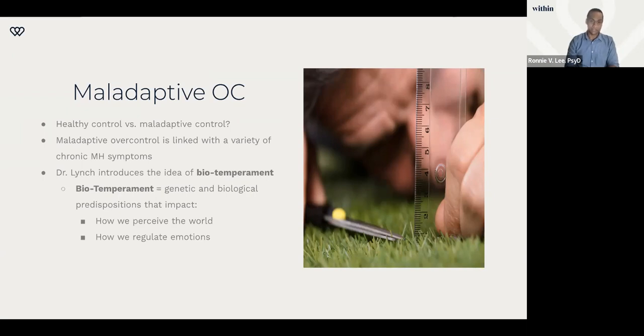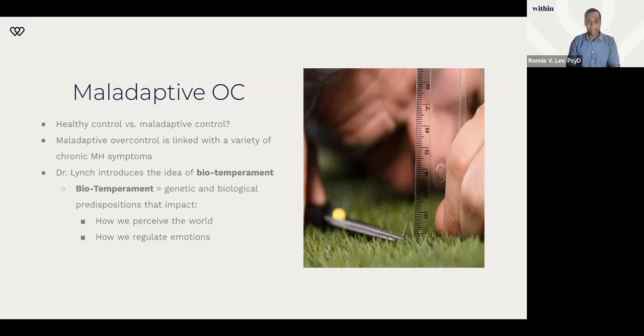Of course, it's linked to various chronic mental health symptoms and diagnoses. We just went over a whole list of them. And so to explain this a bit more, why are some people more over-controlled versus under-controlled, versus able to oscillate in between? It's this idea of biotemperament. So this is a very superficial description of it. It's far more in depth than I'm about to describe, but I hope it gives you just a little bit of what biotemperament means.